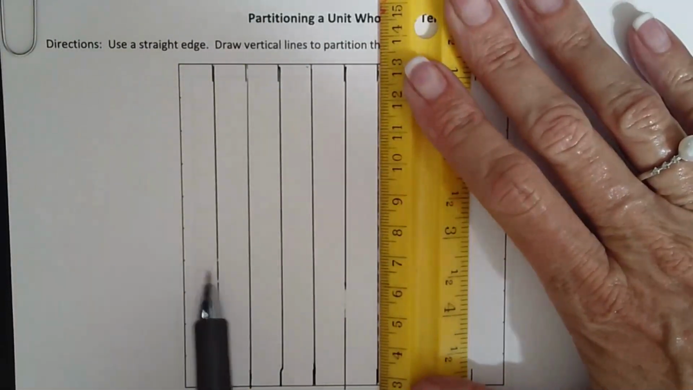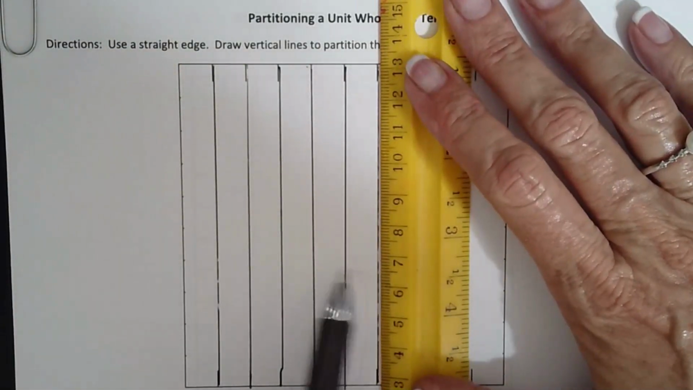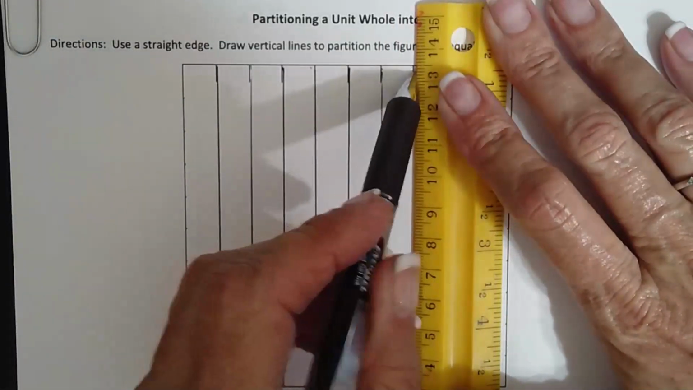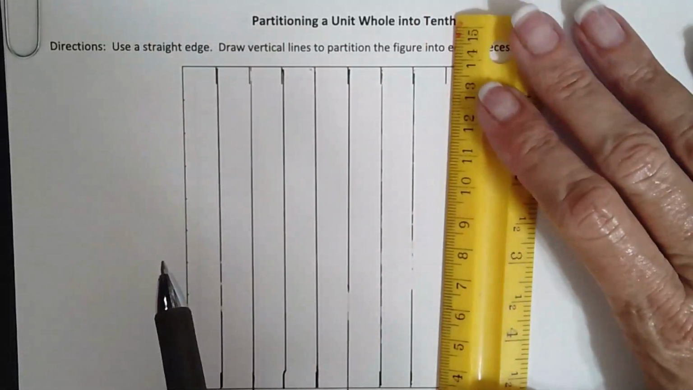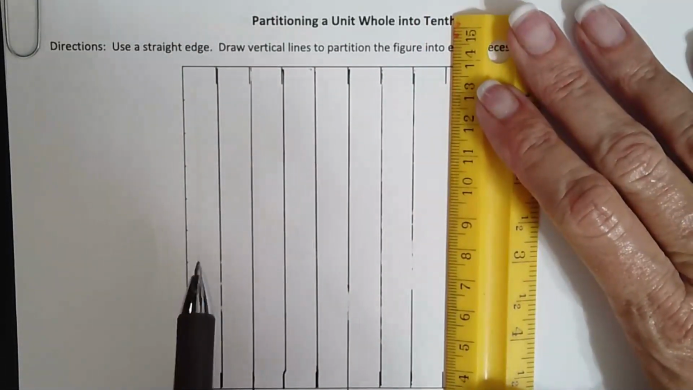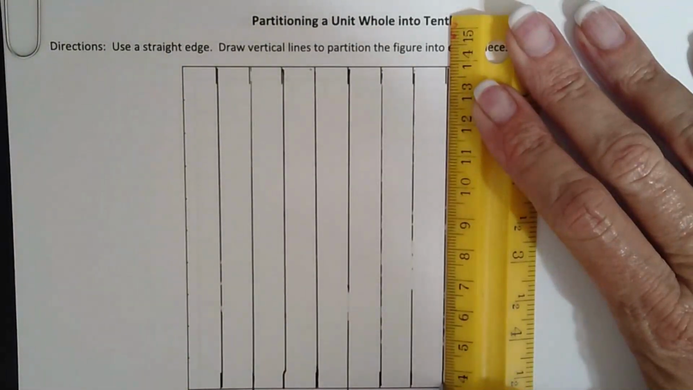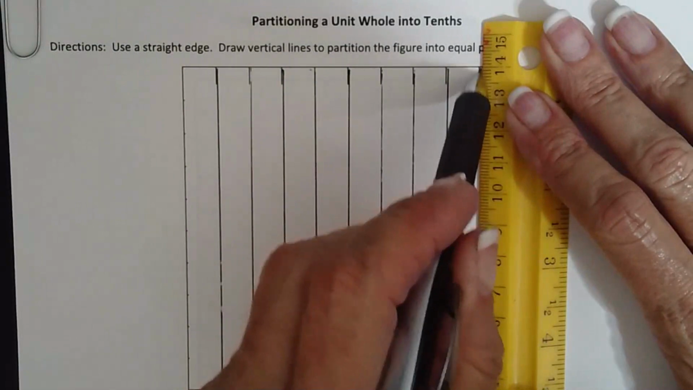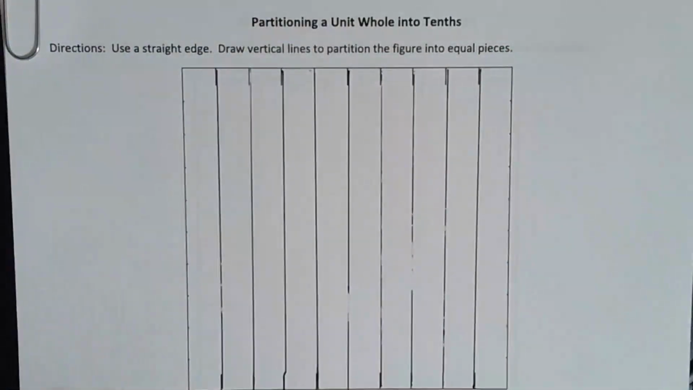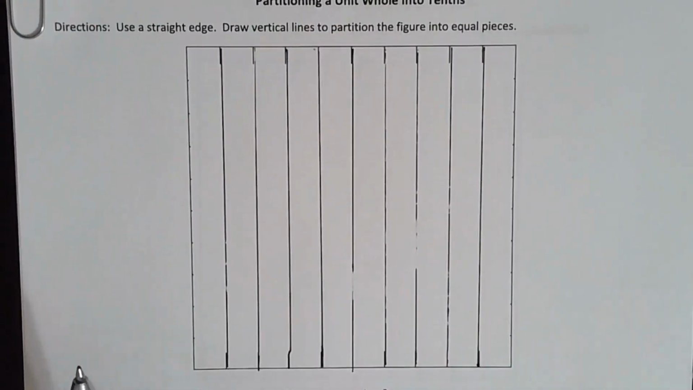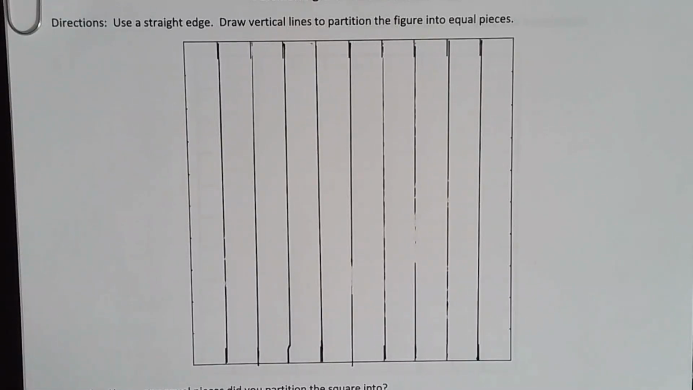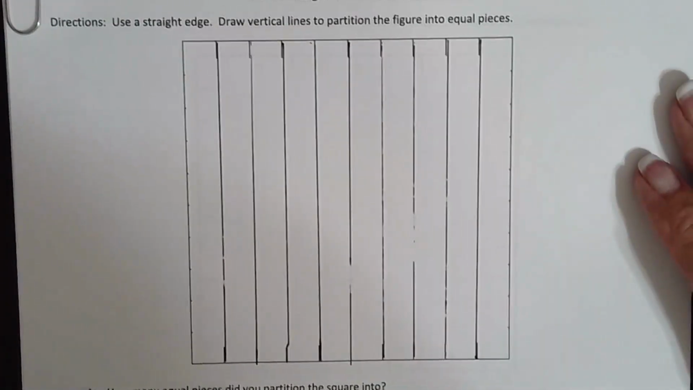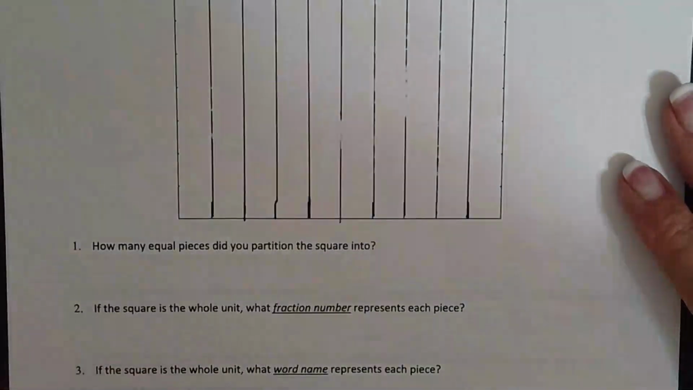Okay, so how many do we have here? 1, 2, 3, 4, 5, 6, 7, 8, and then this last one will make it 9, 10. There we go. So our unit is now divided into 10 long pieces of pizza. So how many equal pieces did you partition the square into? And that is 10.